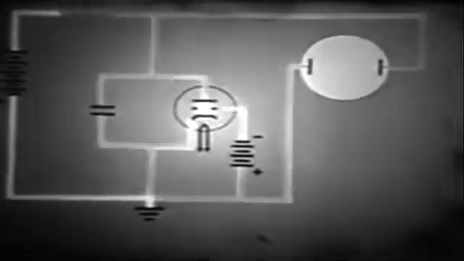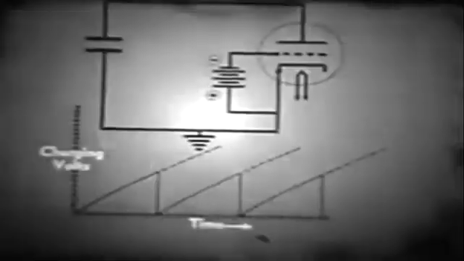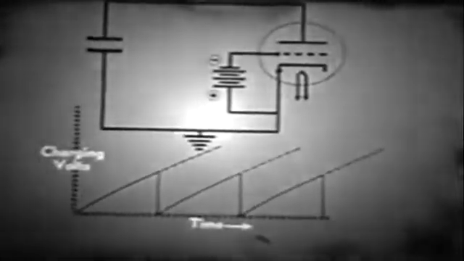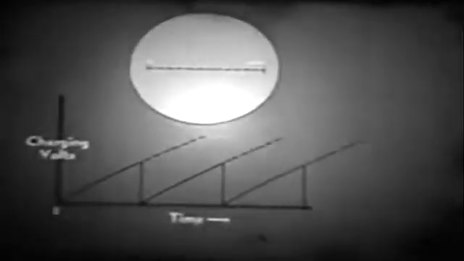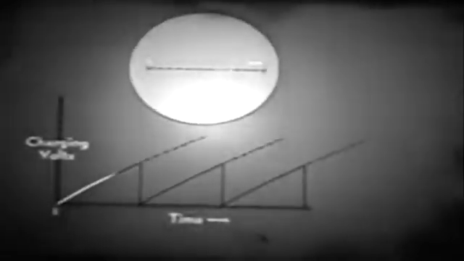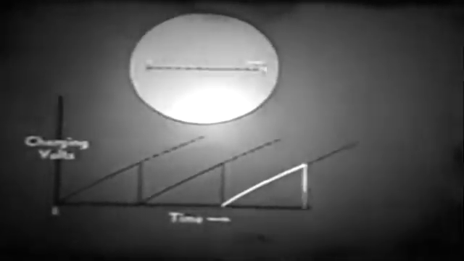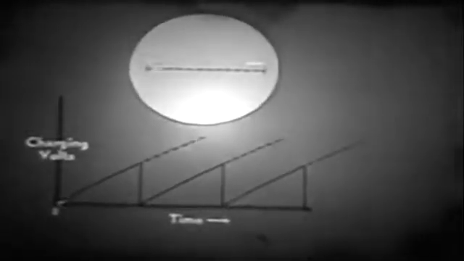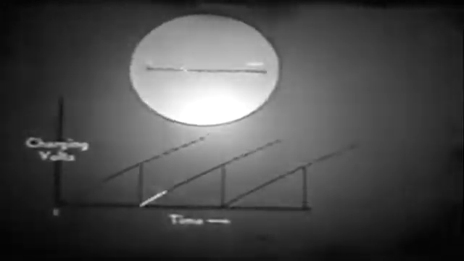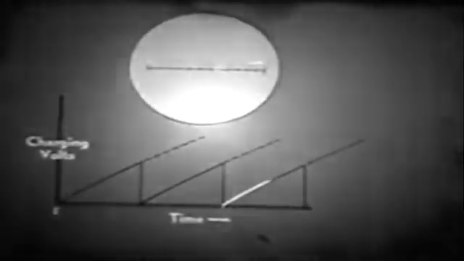Since the condenser does not charge at a uniform rate throughout the charging cycle, the circuit is designed to use only the beginning of the charge, which is the most linear part of the charging cycle. When the sawtooth voltage is applied to the horizontal plates, the rising voltage sweeps the spot at a uniform rate across the cathode ray tube screen. When the voltage drops to zero, the spot instantaneously returns to its starting point.